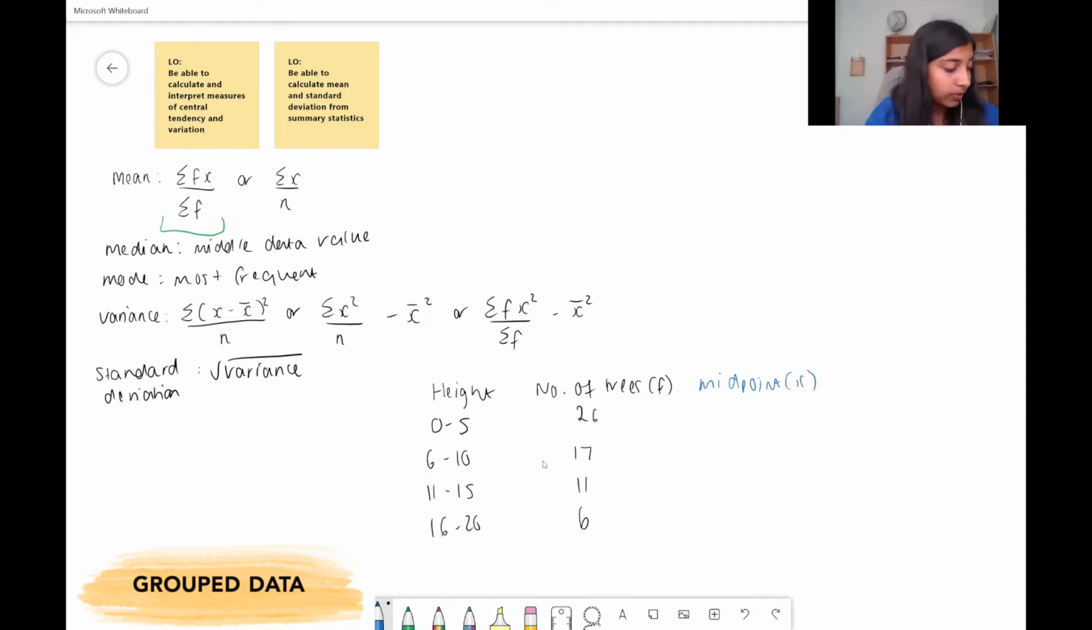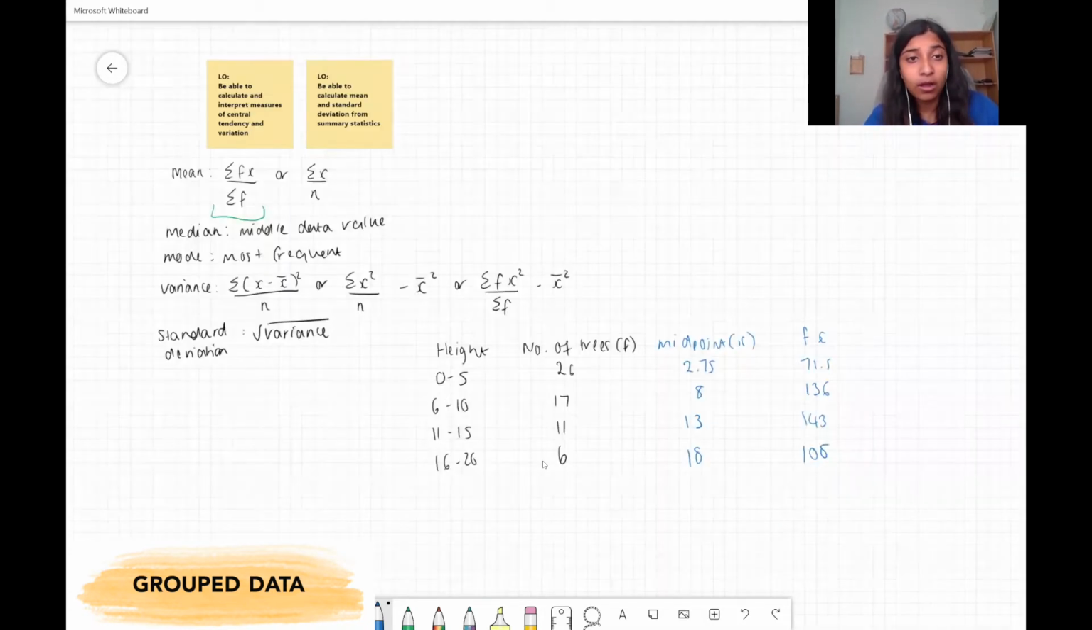So if we do that, we would get 2.75, 8, 13 and 18. And now, because we have in the formula the sum of fx, we're going to have another column called fx. So all we do is multiply our frequency, so 26 times 2.75 to get 71.5. And if we were to do 17 times 8, we'd get 136. Then if we were to do 11 times 13, we get 143. And finally 6 times 18, we'd get 108.